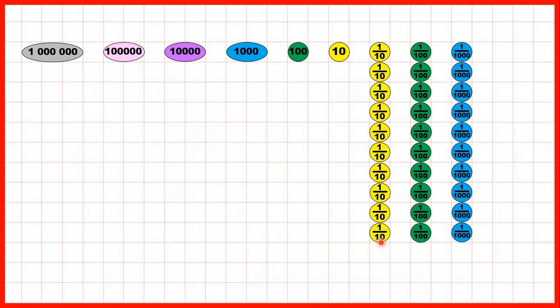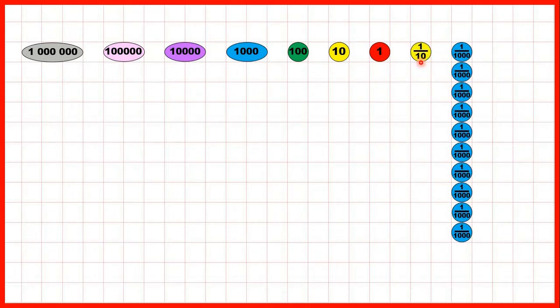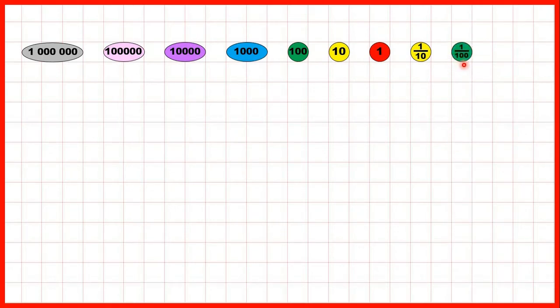If we have 10 tenths, we can exchange those counters for 1 one, because 10 tenths has the same value as 1 whole. 10 hundredths counters can be exchanged for 1 tenths counter because 10 hundredths have the same value as 1 tenth. And finally, 10 thousandths counters can be exchanged for 1 hundredth counter. If we have 10 of the same counter, we can always exchange those 10 for 1 counter from the place value to the left.